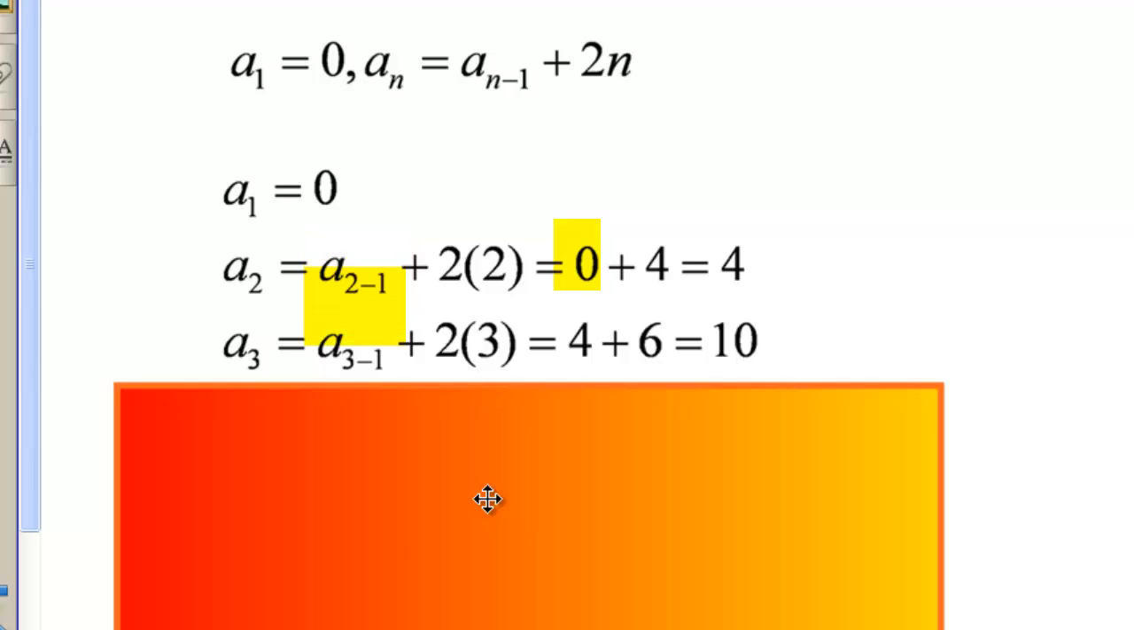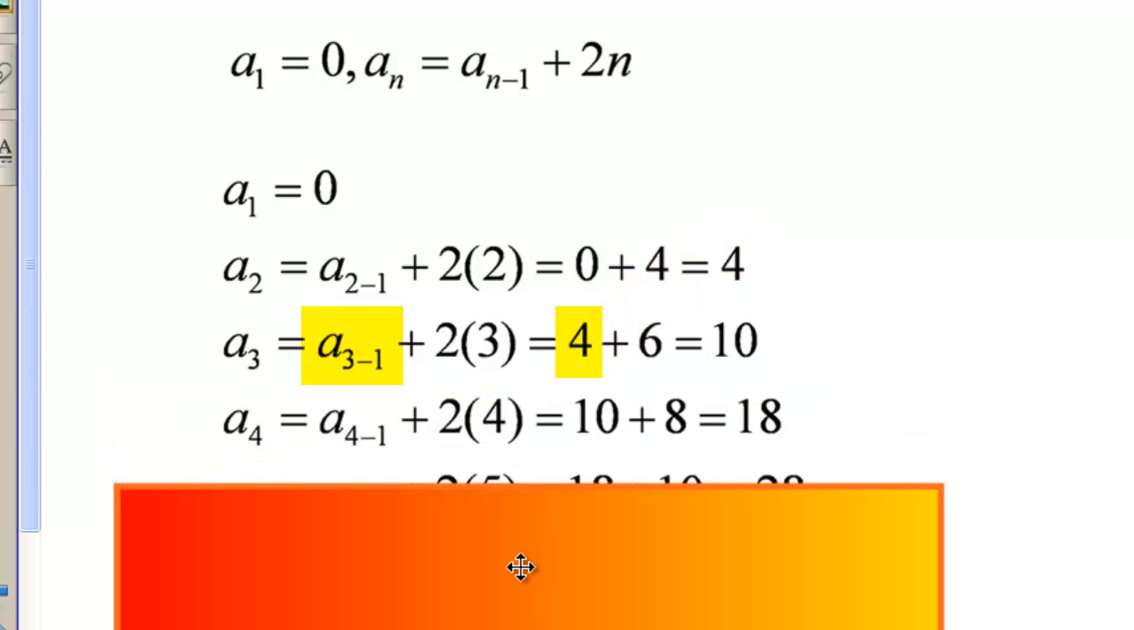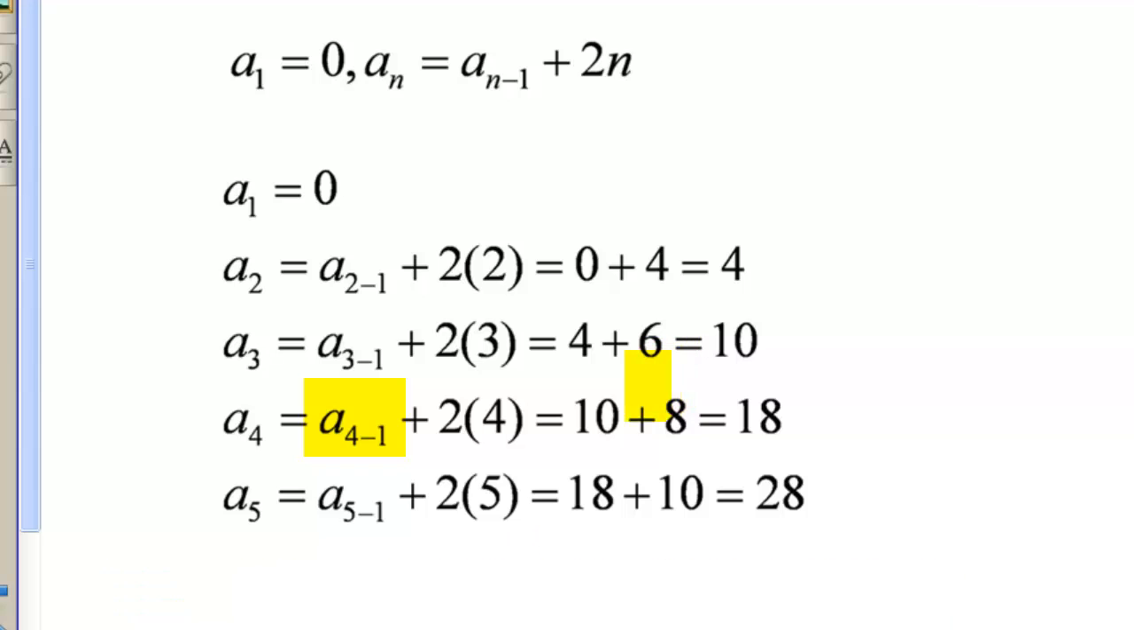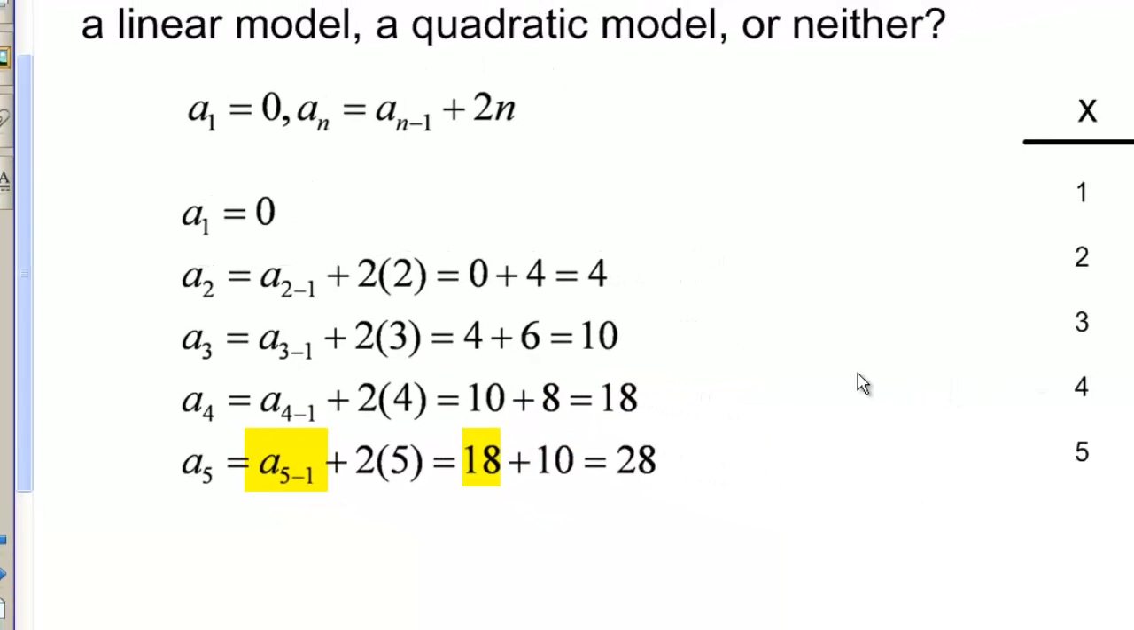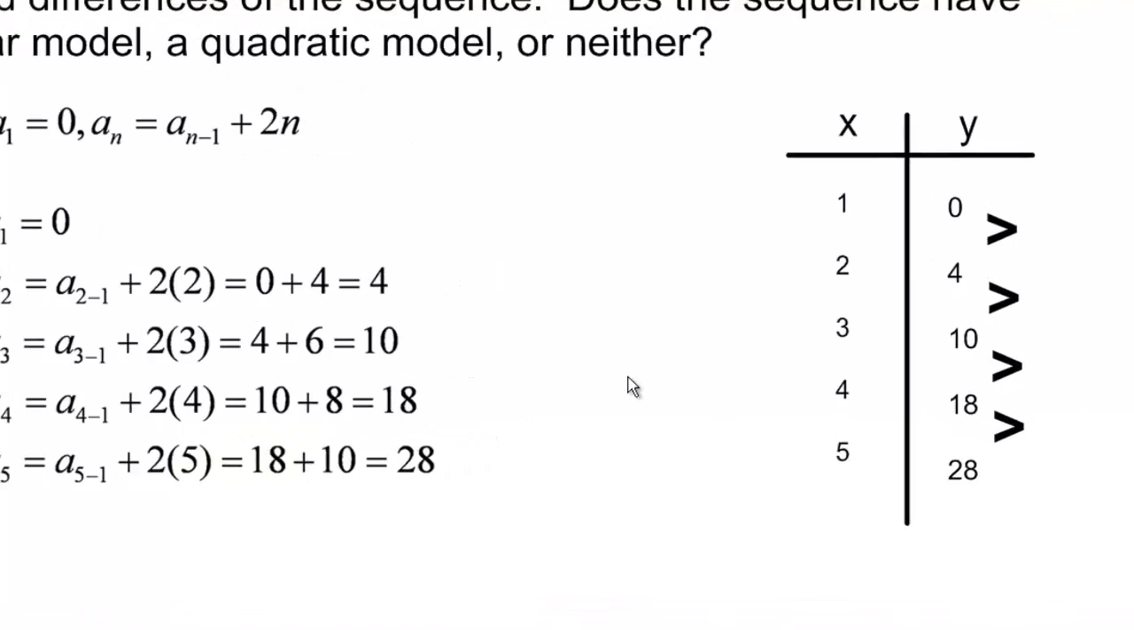When I want to find a sub 3, that requires me to find a of 3 minus 1. So basically 3 minus 1 is 2. I have to use 4 from the previous term, add 6 to it to get 10. When I want to find the fourth term, I have to take the third term and add it to 2 times 4 to get 18. And lastly, for the fifth term, I have to use the fourth term of 18 and add 10 to it to get 28. So now let's put those values in a t-chart.